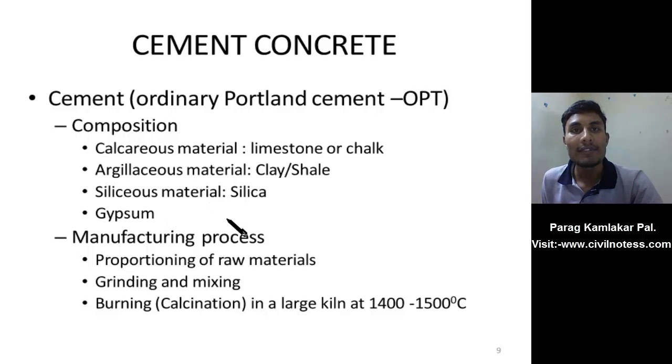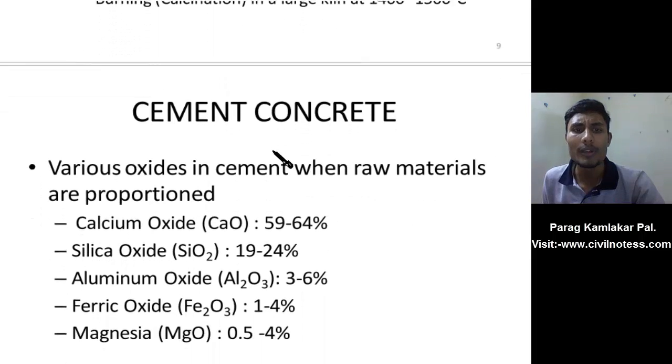Okay, the manufacturing process is like proportioning the raw material, which is known as batching, then grinding and mixing, and after that burning, the calcination, in a kiln at 1400 to 1500 degrees Celsius. In that process the cement is formed. This is one of the processes.